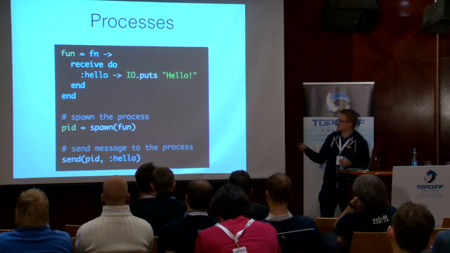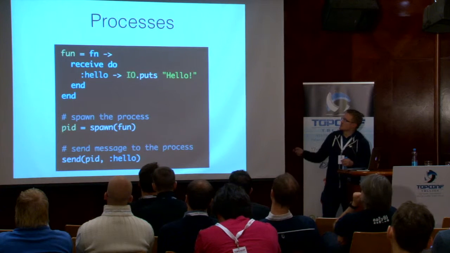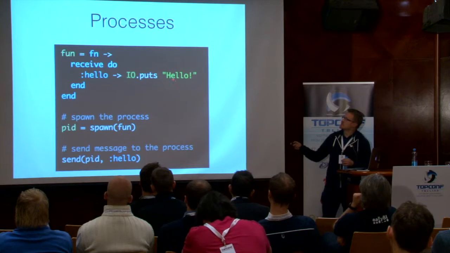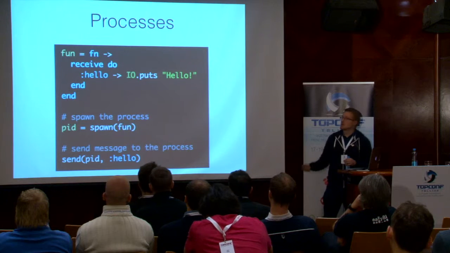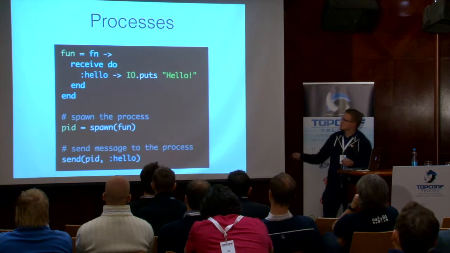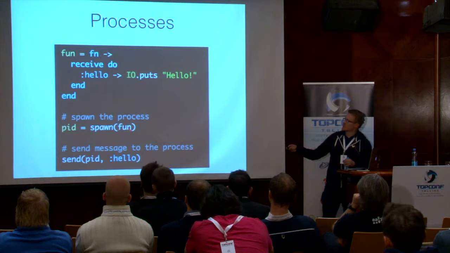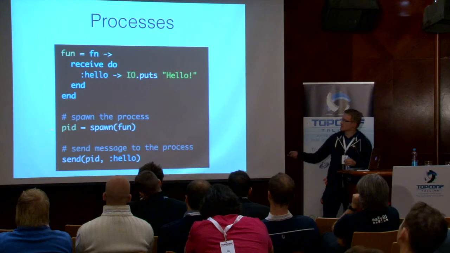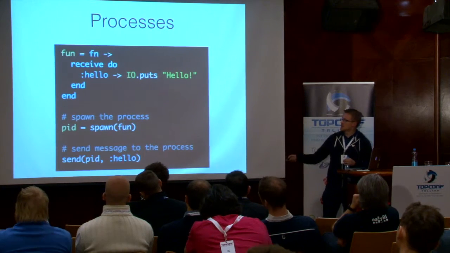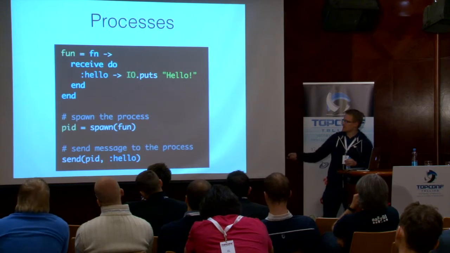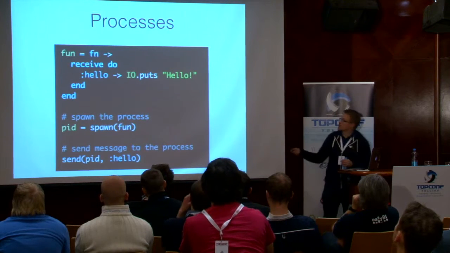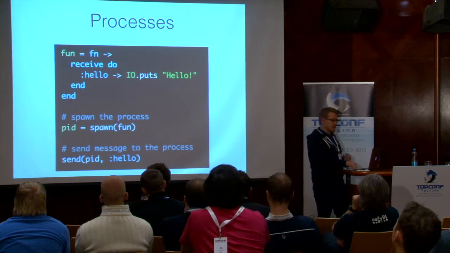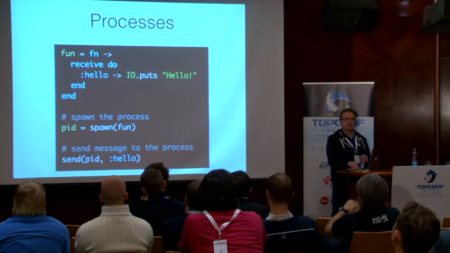Here is how you create processes, a very simple way. We have a function that's in a receive loop. This means that I'm receiving a message with the atom hello. This is again a pattern match. I spawn this process by giving this function to the method spawn. I get a process ID back, and then I can start sending messages to this process ID. If I send it hello, it will print out hello. It's actually pretty cool to play with the interactive Elixir console, spawning processes and sending messages to them.